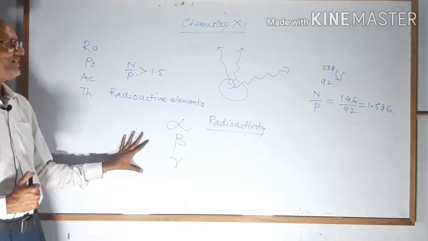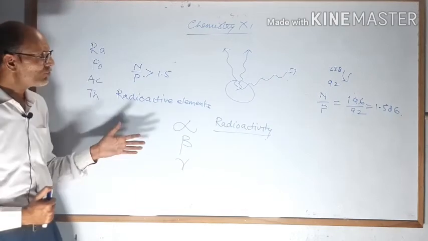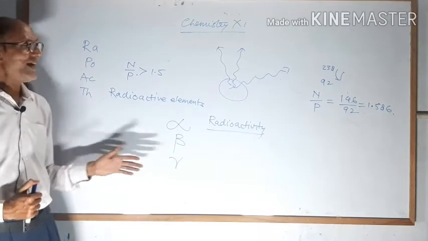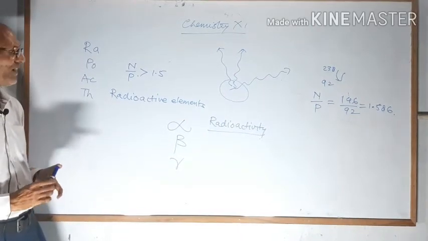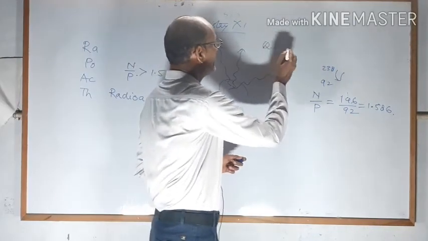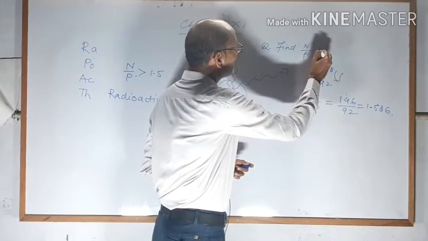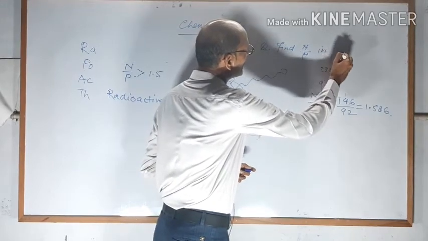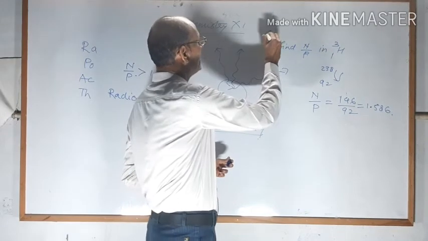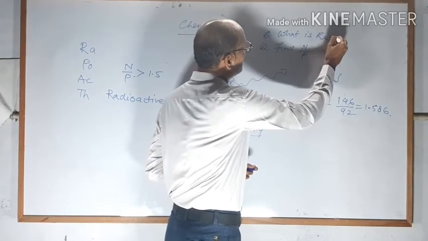So student, today it is enough. Tomorrow we will discuss the properties of alpha, beta and gamma and how the radioactive elements are converted into stable nuclei. Before closing this video, you have to write some questions. Question number 3: Find the N upon P ratio in 1H3. Question number 4: What is radioactivity?